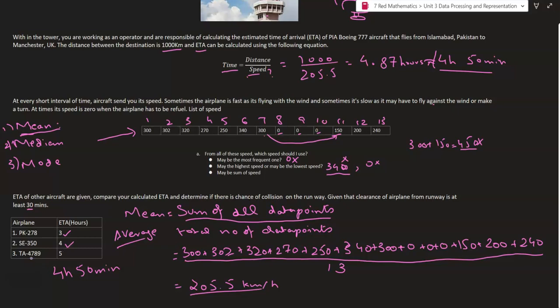As for TA4789, that's 5 hours. So 5 hours and 4 hours 50 minutes, there is a difference of about 10 minutes, and I need a difference of at least 30 minutes to make clearance of the aircrafts. And so there is a possibility of collision here, and so I will have to check what I can do to make sure that my aircraft and this aircraft do not collide, as an operator.